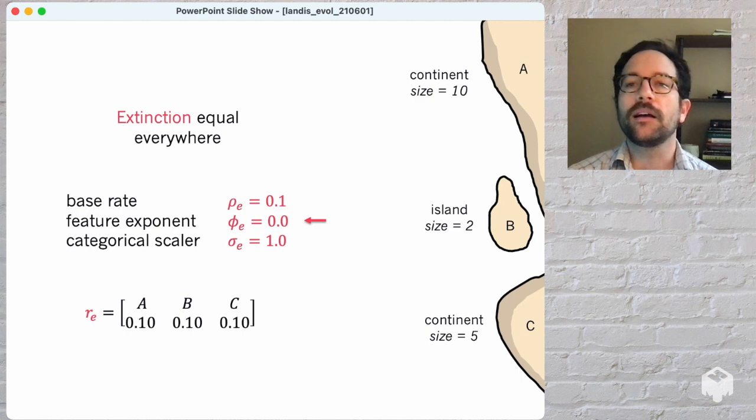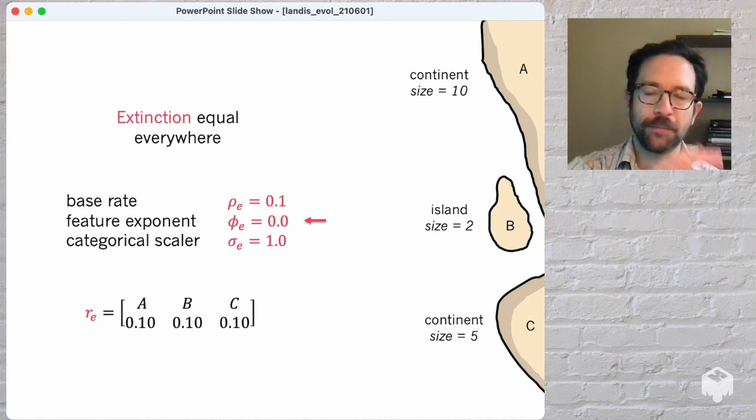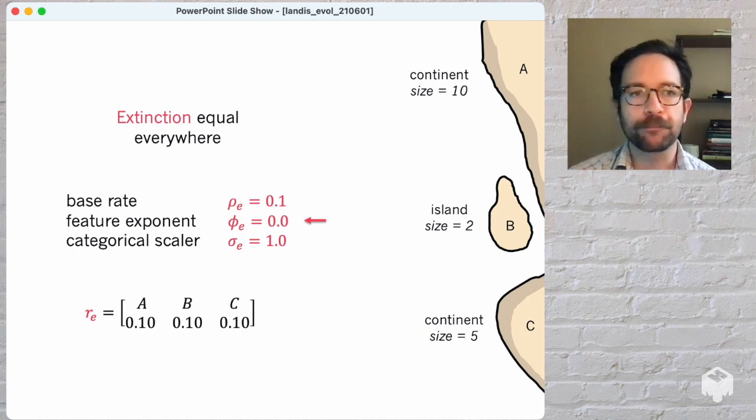Now, I could assign different values to different parameters in this model to emulate different biogeographical scenarios. Suppose extinction was equal everywhere. I could set a parameter in this model, the feature exponent, phi sub e, to be equal to 0. And what that would do is cause all extinction rates to be equal in all regions according to the base rate, rho sub e.